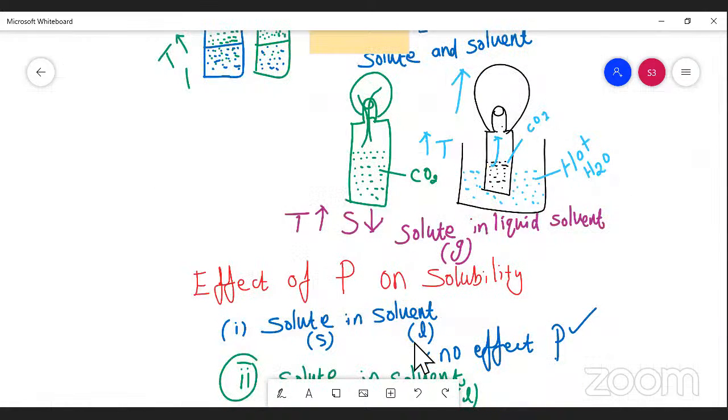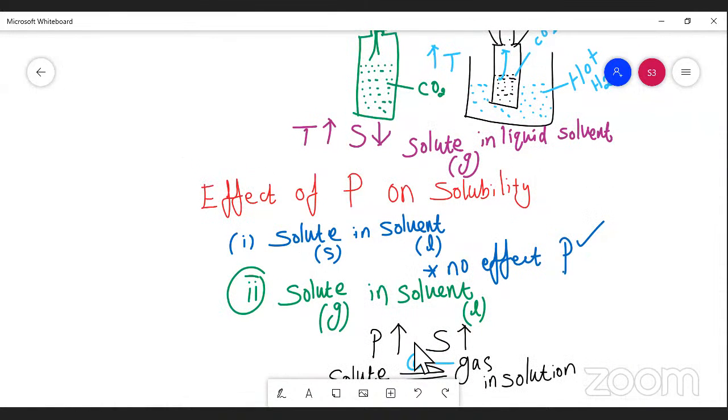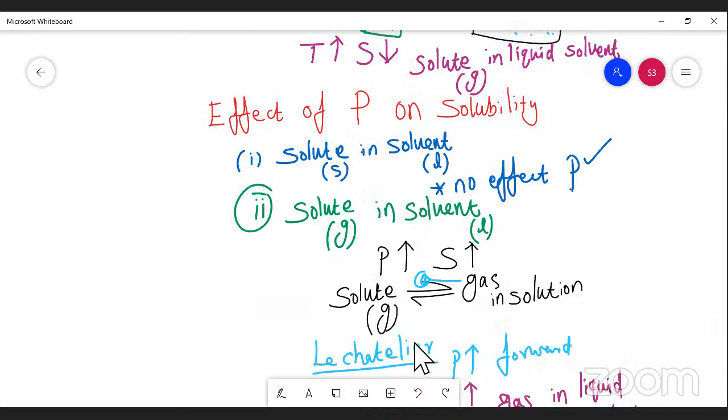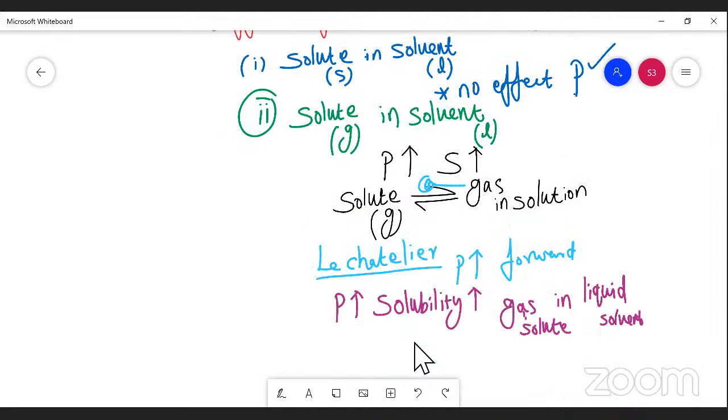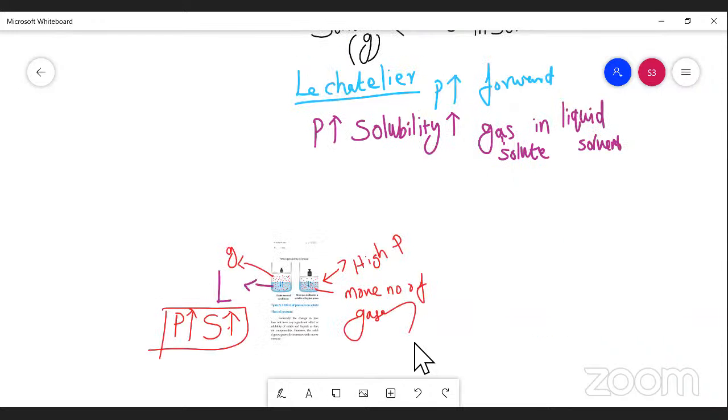In system number one, a solid solute and a liquid solvent, there is no effect of pressure. But where the solute is a gaseous particle, there must be an effect. When pressure increases, solubility also increases. According to Le Chatelier's principle, whenever pressure increases, the equilibrium tends to nullify the disturbance by favoring the side where the pressure is reduced. As a result, pressure increases, solubility increases.